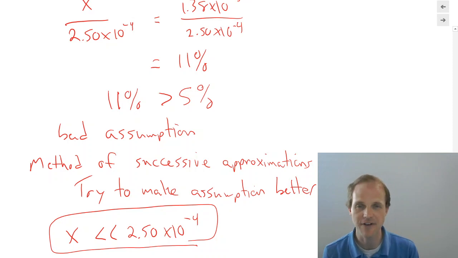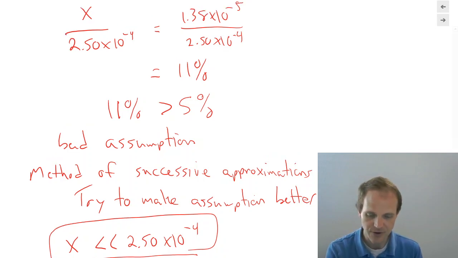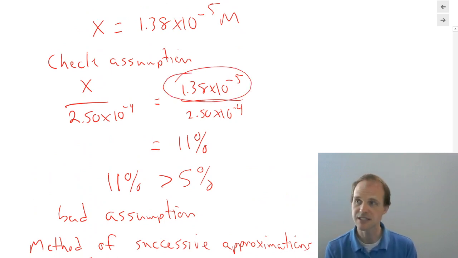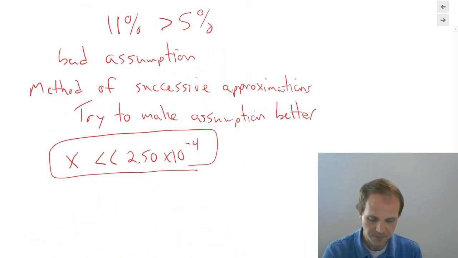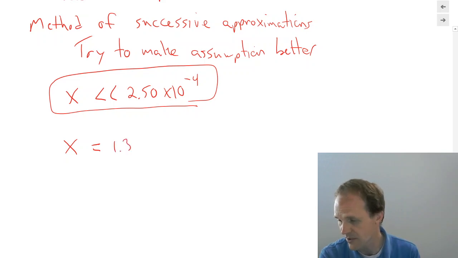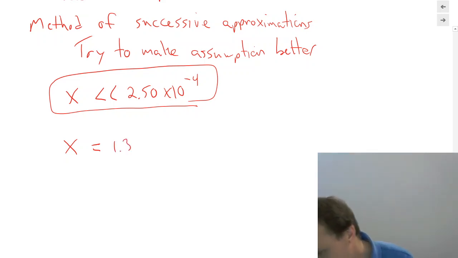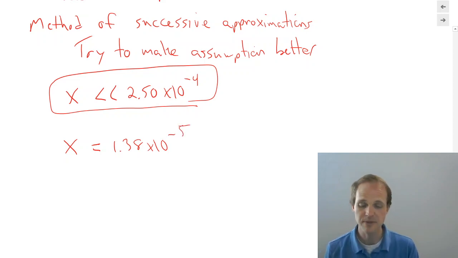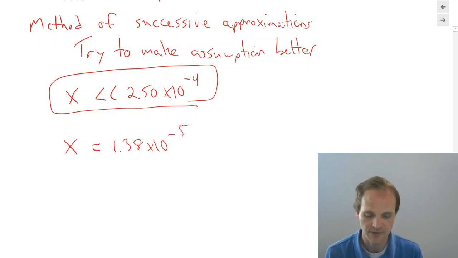I mean, if we got 75% there, we'd probably go back and we'd have to use a different method because we were way, way off. But 11%, we're not that far off. And so we got a value for x here of 1.38 times 10 to the minus fifth. And although it's not perfect, it's probably not bad. And so what we're going to do next is we're going to assume that x is 1.38 times 10 to the minus fifth, for the purposes of comparing it to our 2.5 times 10 to the minus fourth.